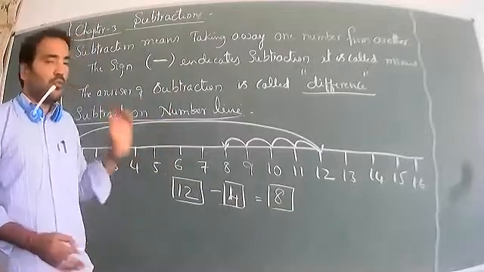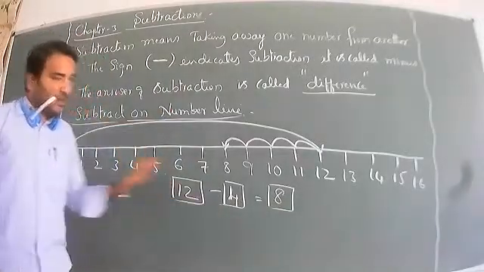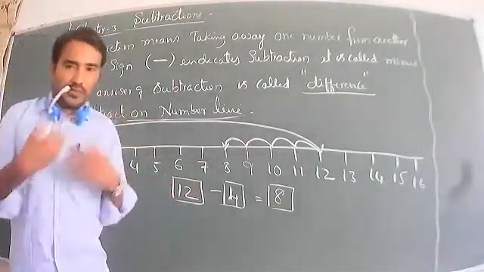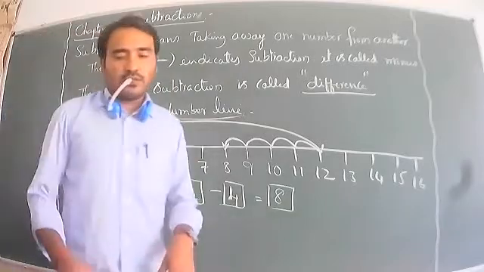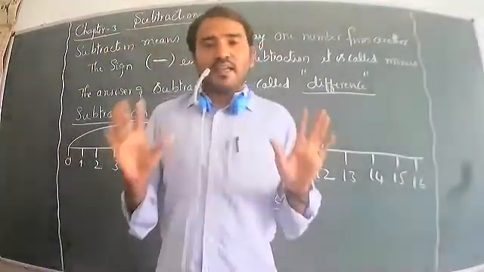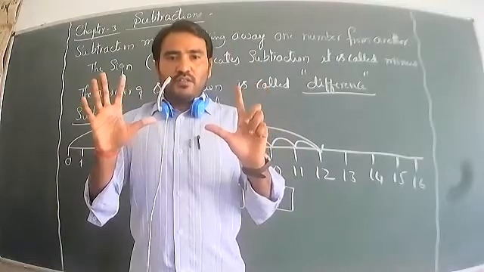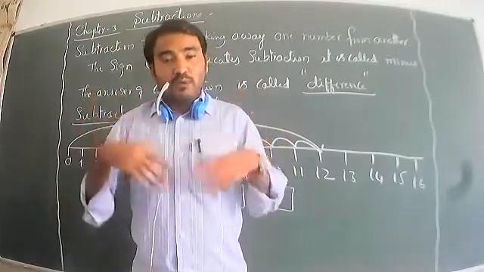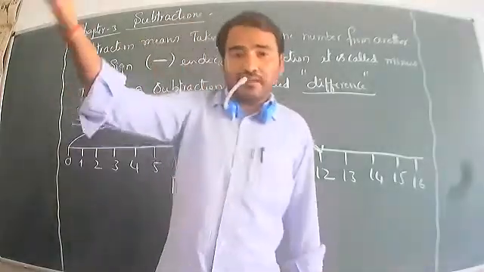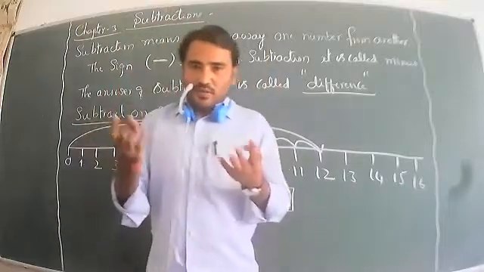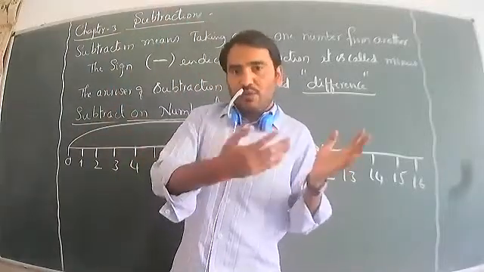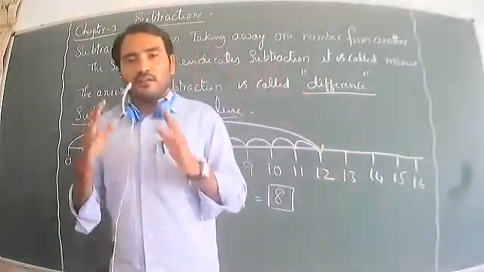So this is the number line part. Subtract means counting backward. Now let us try 10 less 3. 10 is there, less 3: 1, 2, 3. So remaining is 7. Then 25 less 2, so it is 24, 23. We count backward. That is called subtraction.